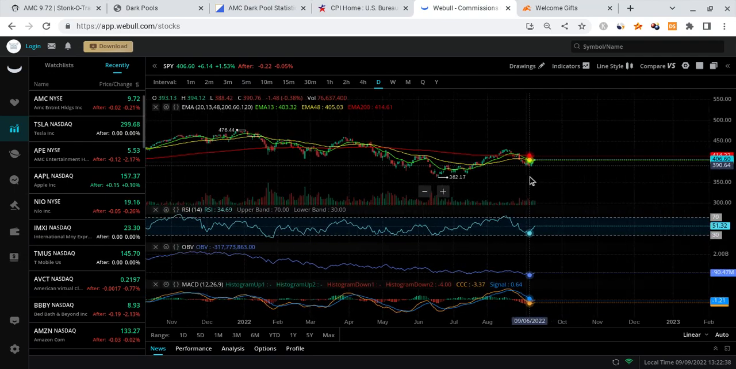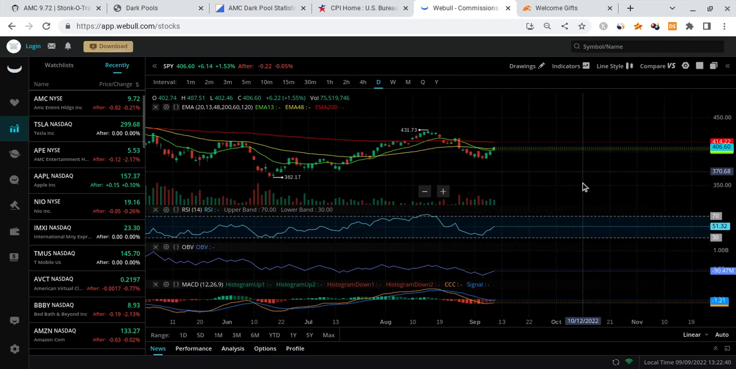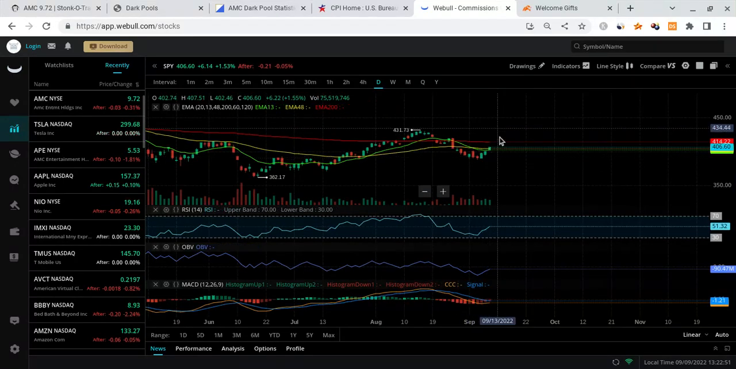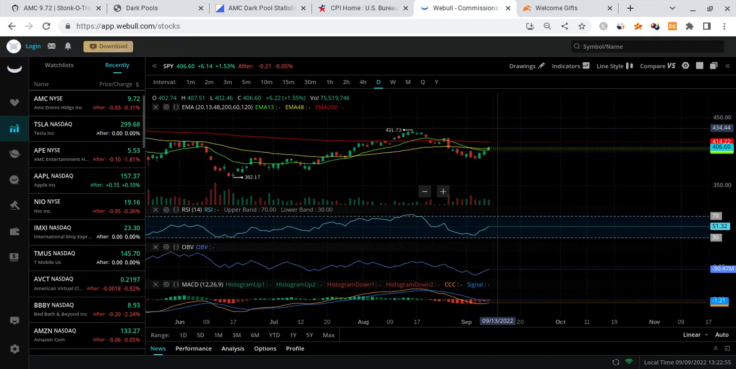So anyways, if I go back like this, we can see that the SPY ended up bouncing off this zone right here. That's a sign that the SPY is making a higher low. So that's a good sign once again. And we could actually see SPY continue to push to the upside from here. And it is looking a lot better than before.